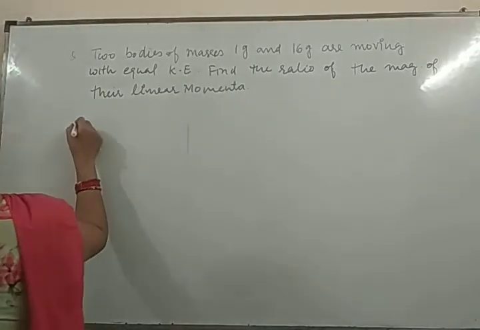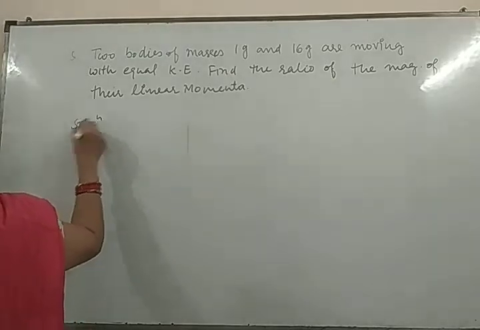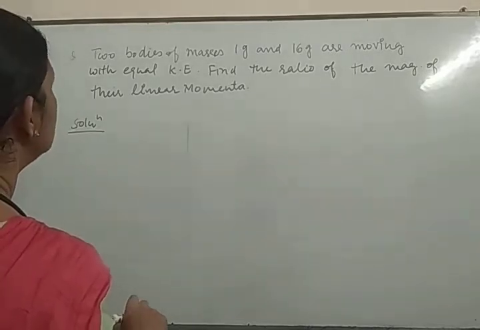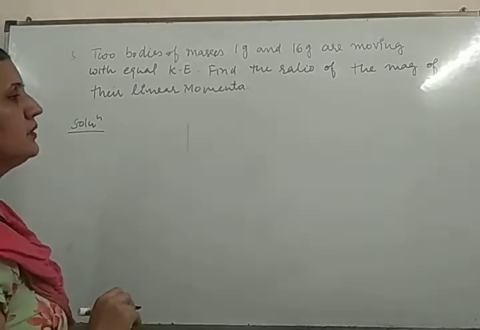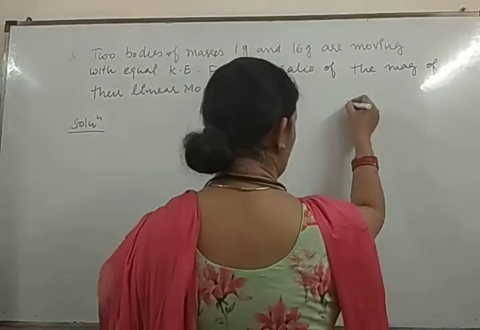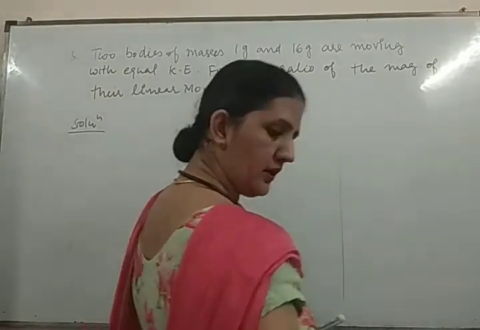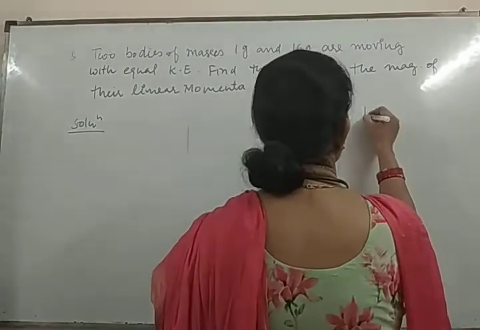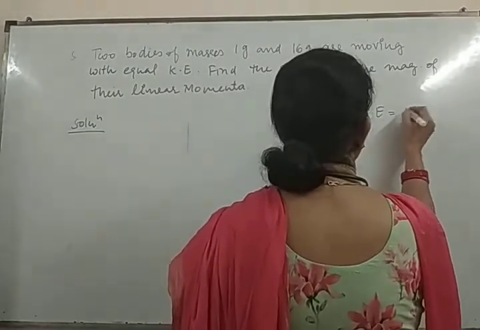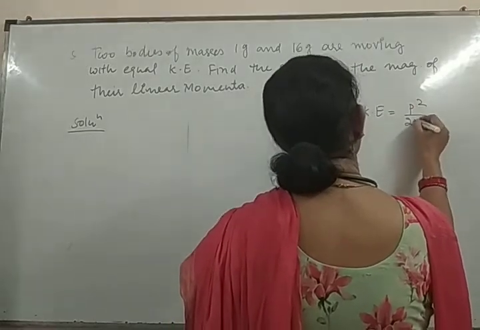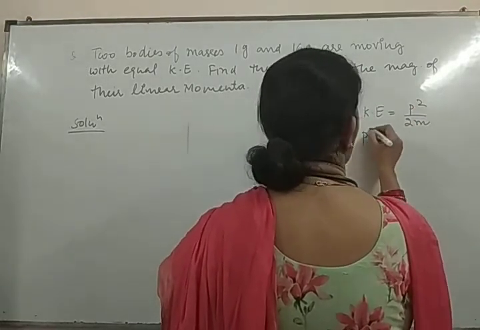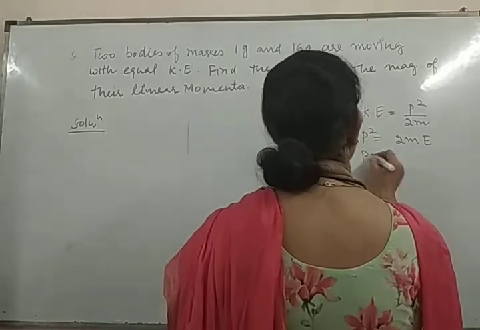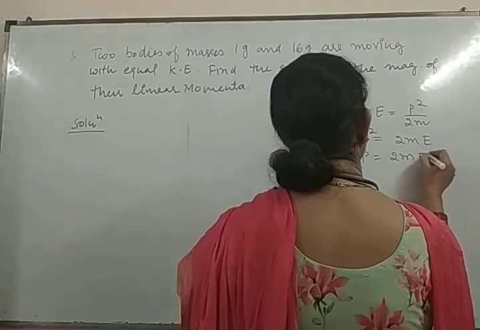The question is, two bodies of masses 1 gram and 16 gram are moving with equal kinetic energies. Find the ratio of the magnitude of their momentum. So first of all, write the relation between kinetic energy and linear momentum. Kinetic energy is equal to P square by 2m. We have to calculate the momentum. So P square is equal to 2m into E.